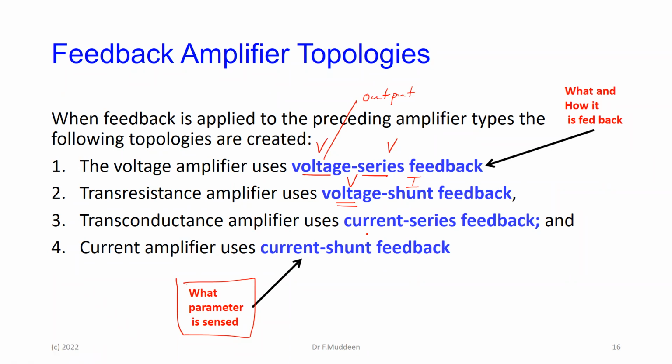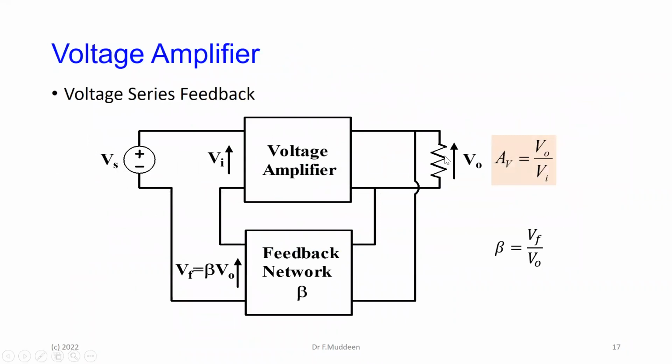The transconductance amplifier is the opposite. The output of the transconductance amplifier is current, so I have to sense that. The input is voltage, so I have to feed back a voltage. So this is current, and I'm feeding back voltage. Voltage has to go back in series. And the current amplifier has current output and current input, so the input current has to come back in shunt mode, and you'll see why in a second. All right? So just the terminology is there. When you see the two-part name, the first part tells you what the output is, and you know it from the type of amplifier. The second part of the name is related to what the parameter is and how you have to feed it back, okay? So let's look at the first one, the voltage amplifier.